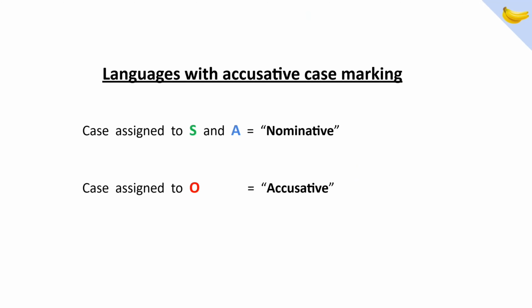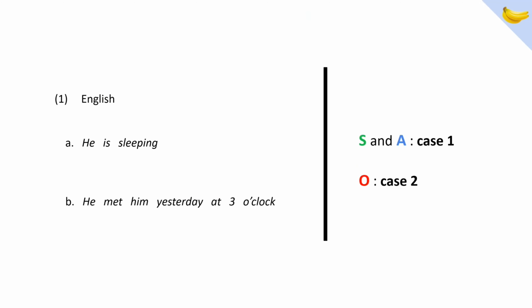In languages that exhibit accusative alignment with respect to case marking, the case assigned to S and A arguments is usually called nominative, while that assigned to O arguments is called accusative. Using these new terms, we can go back to example 1 and revise our annotations. "He" becomes the nominative form of the third person masculine singular pronoun, and "him" becomes the accusative form.